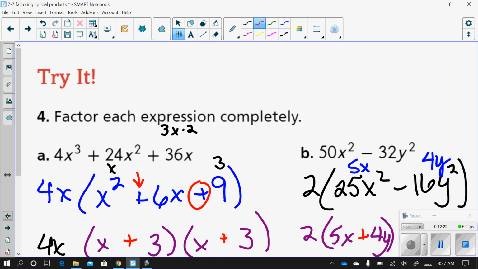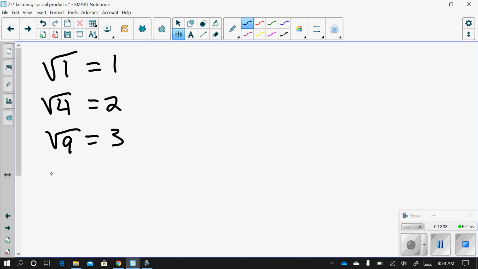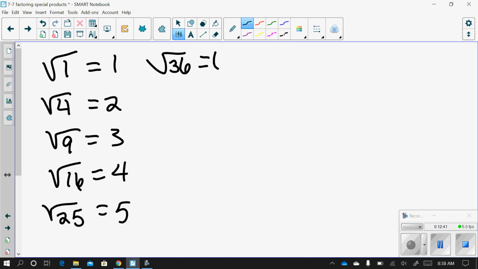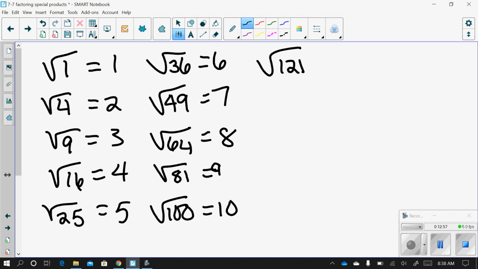Real quick, I want to give you some square roots that you should know. Square root of 1 is 1. Square root of 4 is 2. 9, 16, 25, 36, 49, 64, 81, 100, 121, 144.